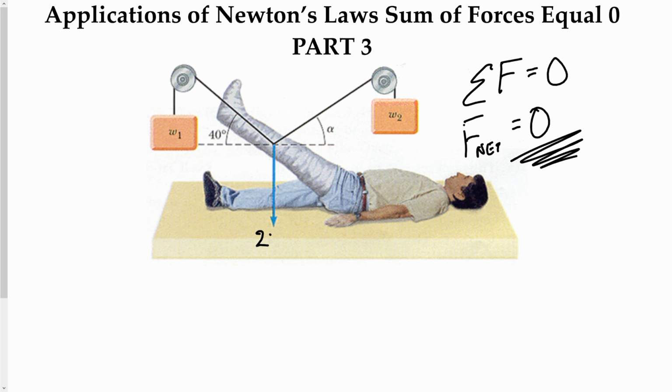So in this problem, students always get me to work it. We've got a leg that weighs 200 newtons. And then usually what we're given is one of the two counterweights. So let's say that counterweight number one is 125 newtons over here.